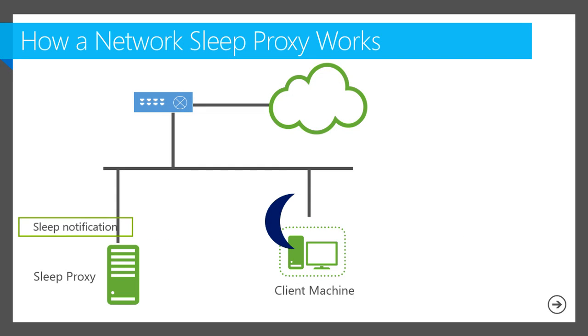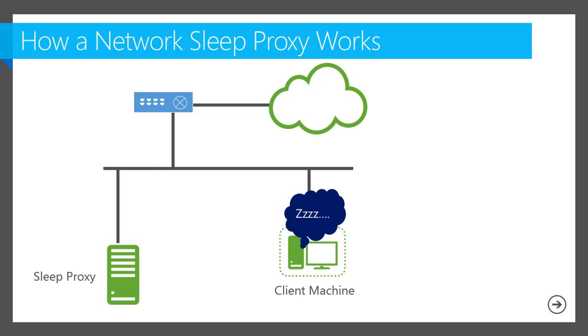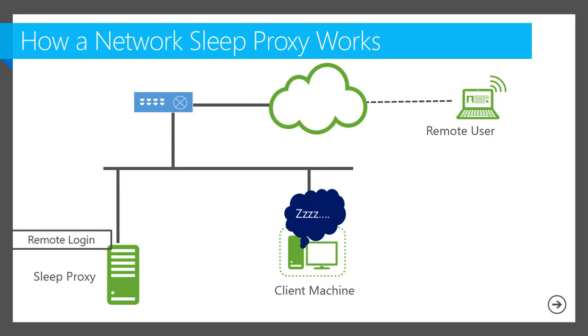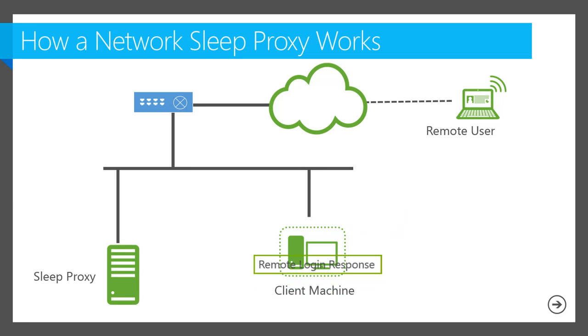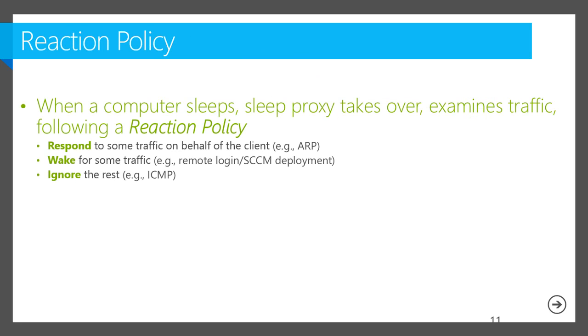So this is the basic concept of how a sleep proxy works. What we've got here is the client machine. The client agent basically sends a sleep notification to the sleep proxy. The sleep proxy takes over the MAC address and the IP address for that client. So as far as the network is concerned, the sleep proxy is that client. So it makes it still available.